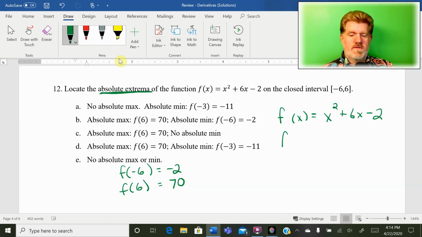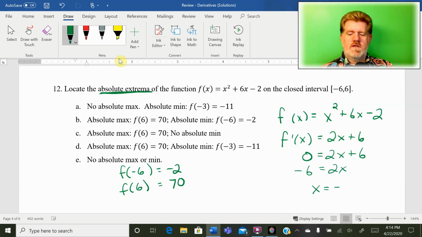The derivative of this function is 2x plus 6, which means it will equal 0 when this equals 0. So we subtract 6, divide by 2. So -3 is its local max or min. So we have to check -3 also. And when I plug in -3, I will get -11.